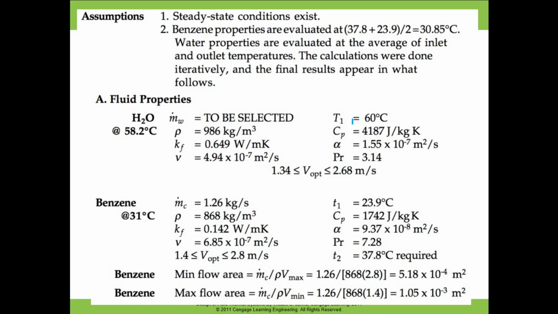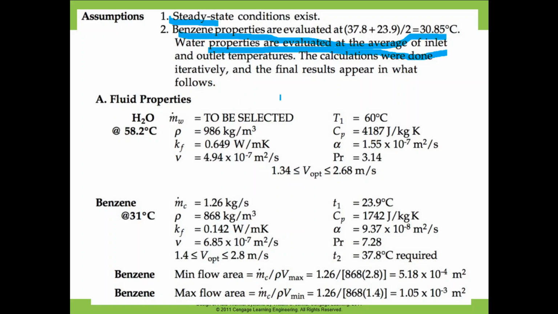Now based on these criteria, you have to choose what your dominant criterion is, and on the basis of what criterion you want to design your heat exchanger. So starting with our assumption that it is steady state as we did before, the benzene properties you can calculate at the mean temperature which is given, and the water properties are evaluated at the inlet and outlet temperature. But initially you can assume any temperature for the water properties.